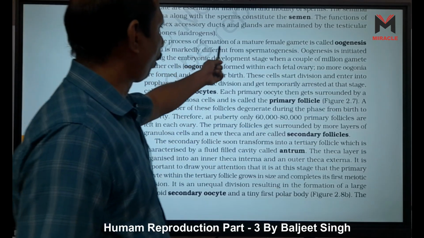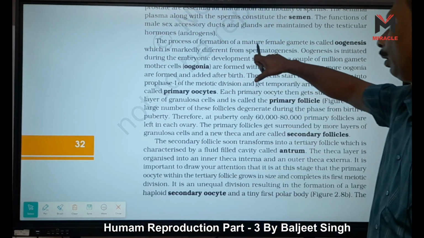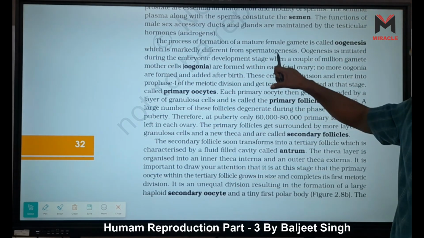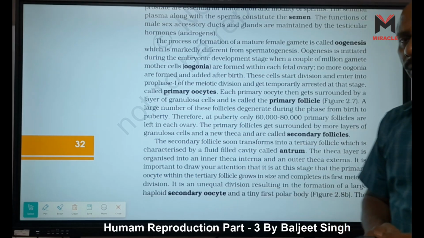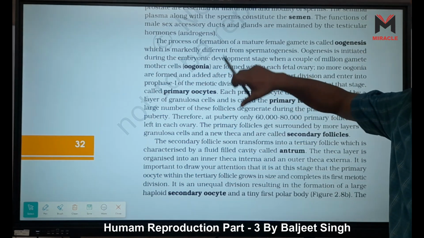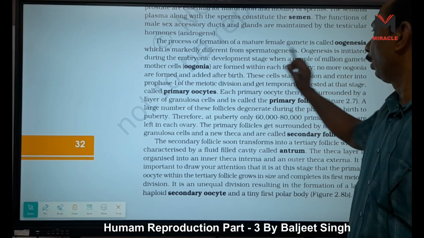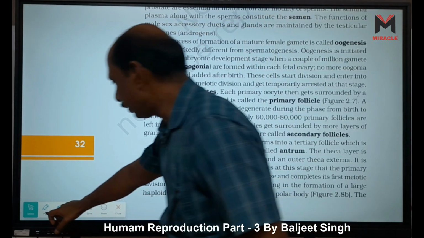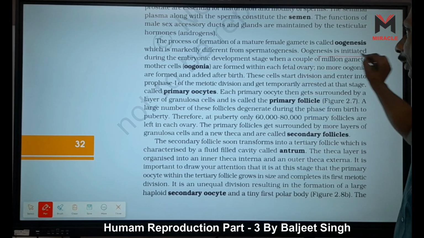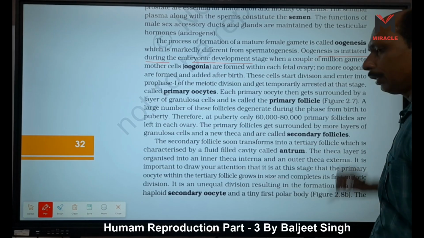The process of formation of mature female gamete is oogenesis. Second is oogenesis. Female gamete formation is called oogenesis, which is markedly different from spermatogenesis. Totally different. Why different? Because spermatogenesis occurs after puberty, but oogenesis starts in the embryonic stage, right? What is given here? Oogenesis is initiated when? It initiates at the embryonic stage, during embryonic development, or we can say IUL, intrauterine life.